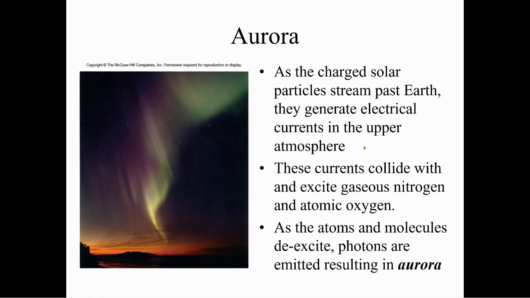As the charged solar particles stream past Earth, they generate electrical currents in the upper atmosphere. These currents collide with and excite gaseous nitrogen and atomic oxygen. And as the atoms and molecules de-excite, and we know that they give off light, right? Photons are emitted, resulting in the aurora. In the northern hemisphere, the aurora borealis, and in the southern hemisphere, the aurora australis.